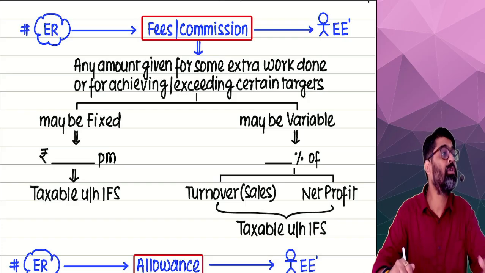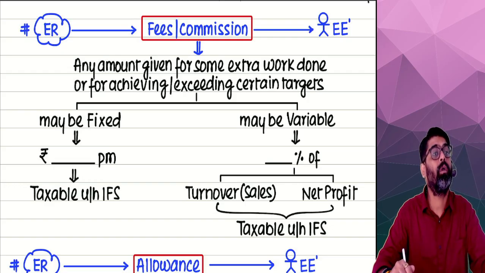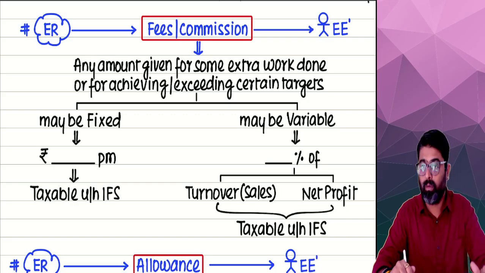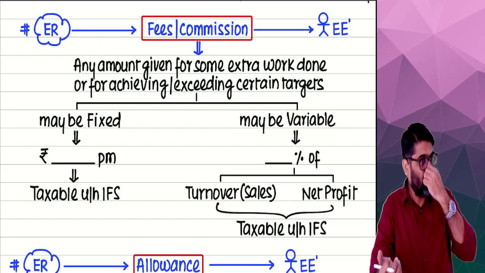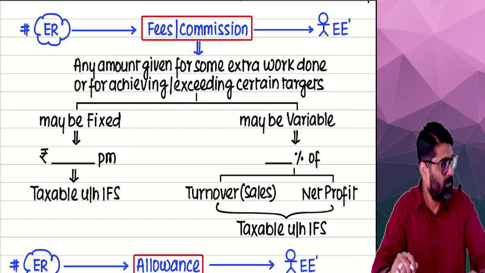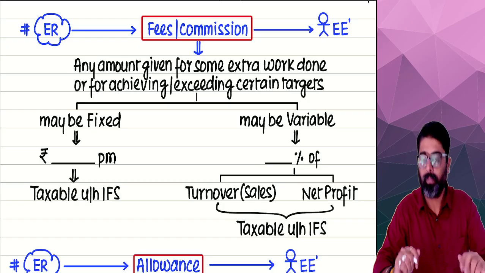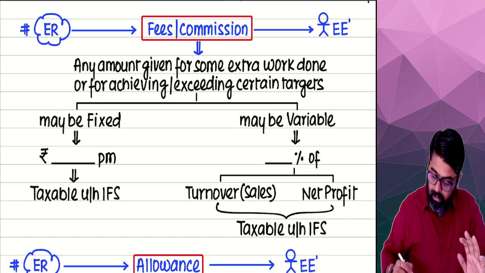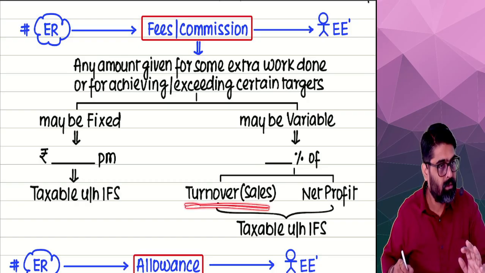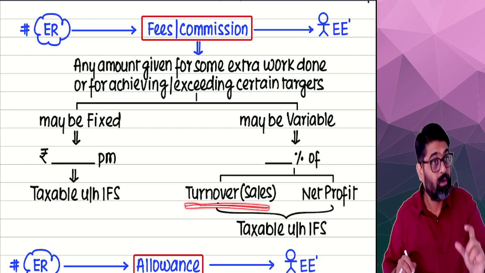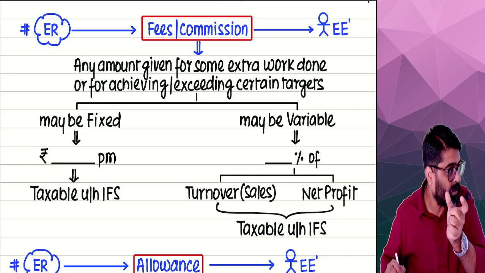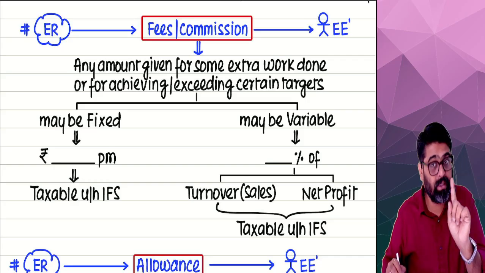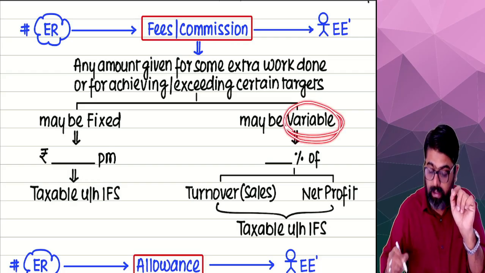If the turnover which you are achieving is increasing, your commission will also increase. If the turnover which you are achieving is decreasing, your commission will also decrease. Yes or no? Now pay attention. Every month the turnover changes, so the amount of commission changes, or the profit changes, so the amount of commission changes. That is known as variable.